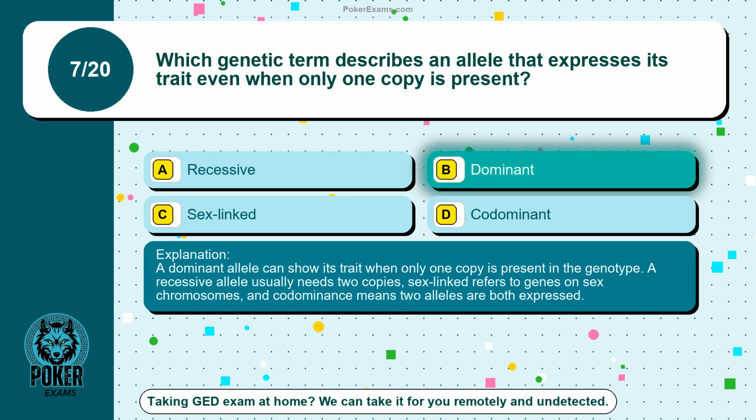A dominant allele can show its trait when only one copy is present in the genotype. A recessive allele usually needs two copies. Sex-linked refers to genes on sex chromosomes, and codominance means two alleles are both expressed.